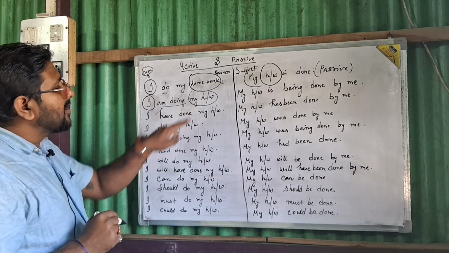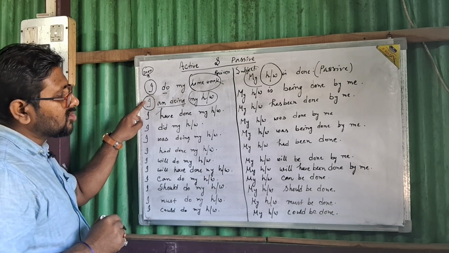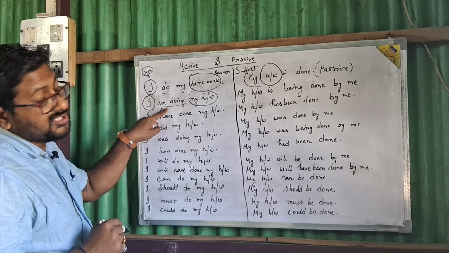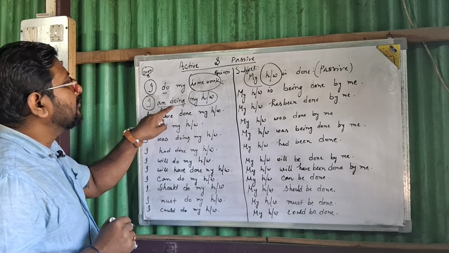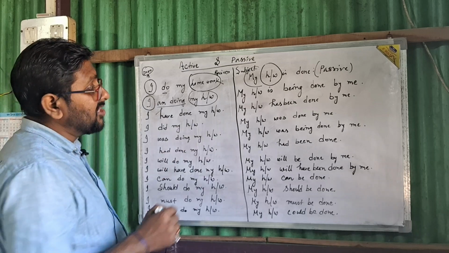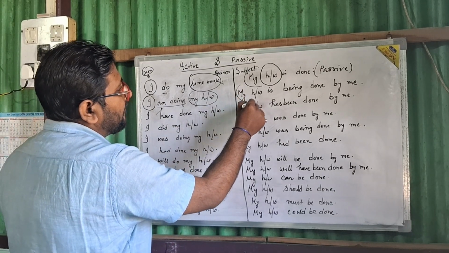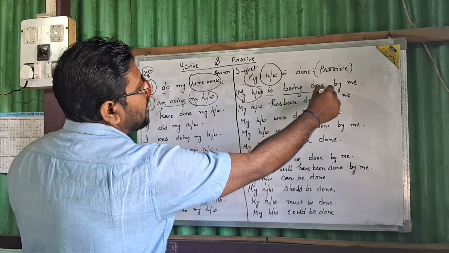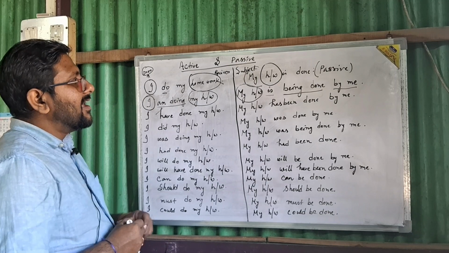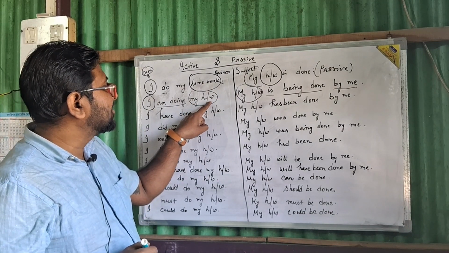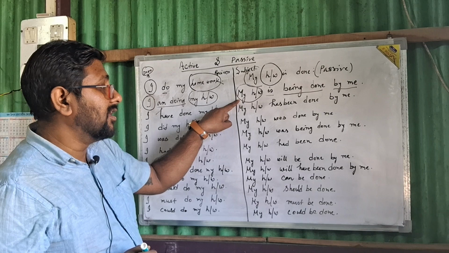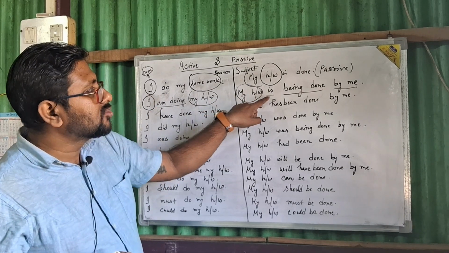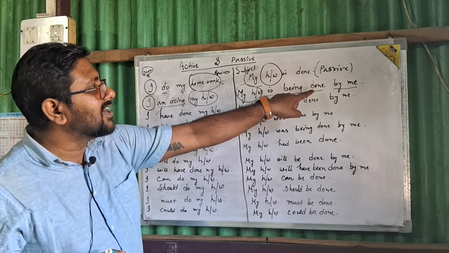So, "I am doing my homework." Once again, I being the doer of the action and my homework being the receiver of the action. Just because it's present continuous, it's "I am doing my homework." Now how have I changed it here? "My homework," I have once again made it the subject, "is being done by me." So all I have changed here is that I made active voice's object the passive voice's subject, and "am doing" will change to "is being done by me."